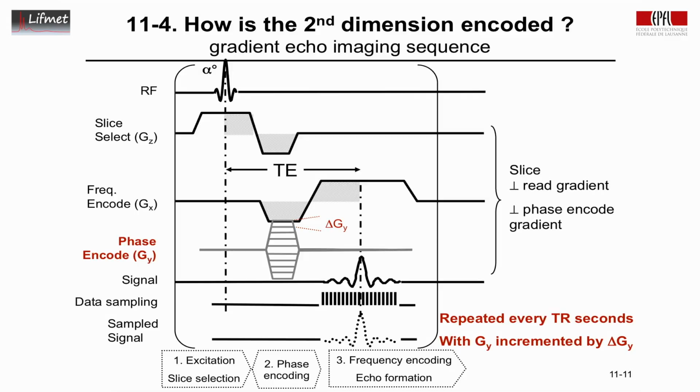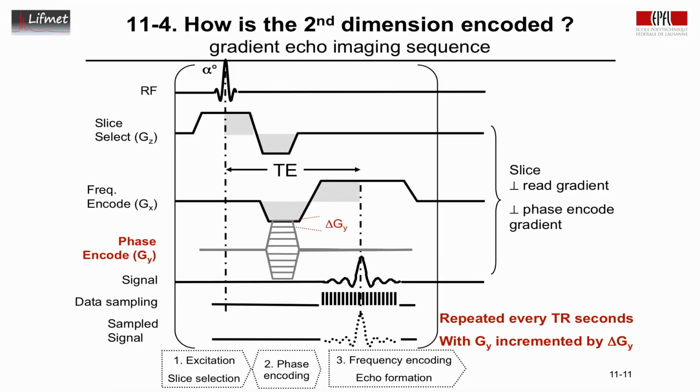So we have slice selection, frequency encoding, and phase encoding, all of this repeated every TR seconds with the phase encode gradient changing after every RF pulse. This gives us the information to generate an image.